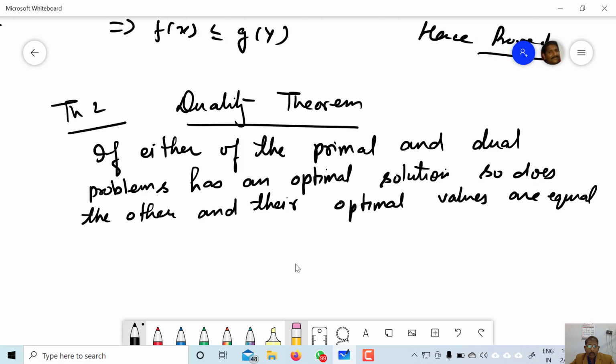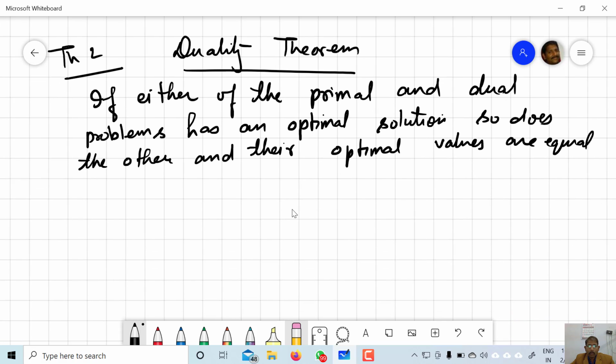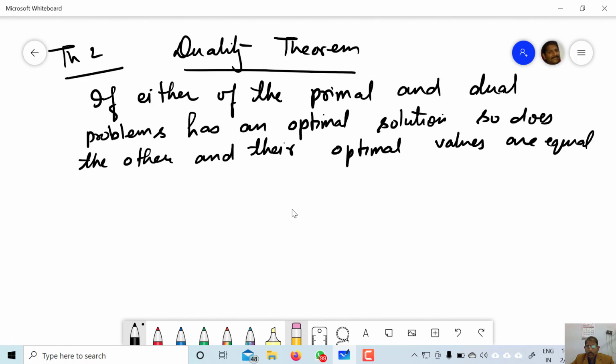If either of the primal and dual problems has an optimal solution, so does the other. यानी अगर एक optimal solution रखेगा तो दूसरे को भी optimal solution रखना पड़ेगा, है ना. If one has the optimal, then the other should also have the optimal solution of the same problem, and those values must be equal. This is the statement of the theorem, and we are going to prove it.